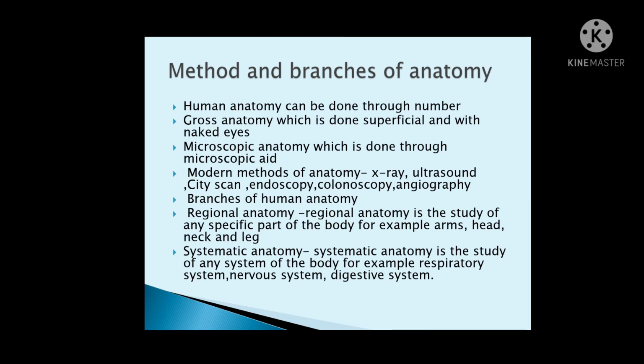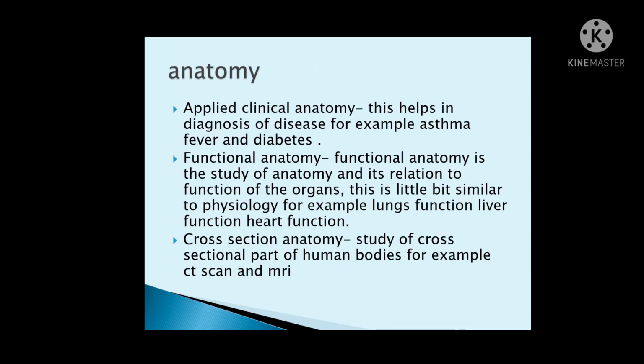Guys, now we are going to understand branches of anatomy. Number 1, regional anatomy. In this branch any particular body region is studied like hands, legs, chest. Number 2, systemic anatomy. In this branch we study especially the different body systems like digestive system, nervous system, cardiovascular system. Third is applied clinical anatomy. In this branch we study diseases like asthma, fever. Fourth is functional anatomy. In this branch we study the structure and functions of the organs of the body. This is similar to physiology.